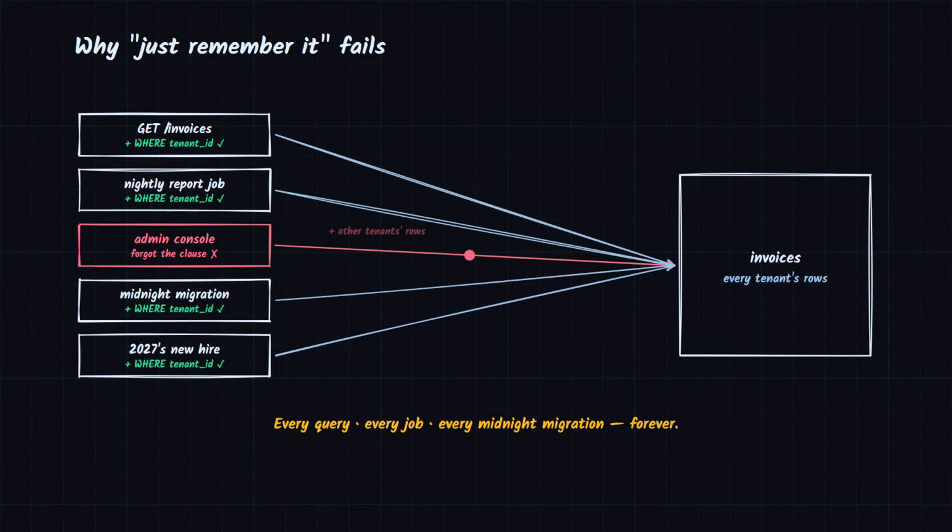And the thing that makes it genuinely dangerous is that the mistake is invisible. A reviewer sees correct SQL. Nothing on the screen marks the absence of a line that should have been there.